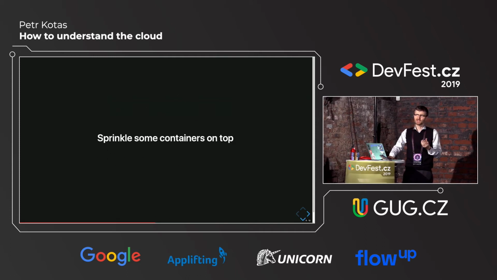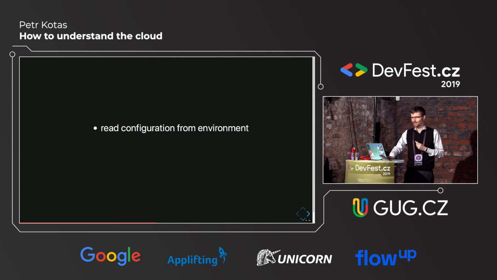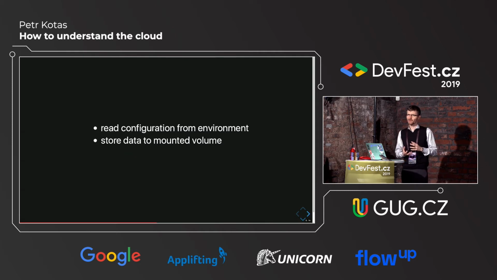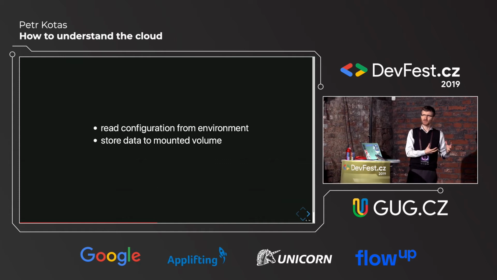So what you can do is sprinkle some containers on top of it and containerize the search tuner, the application we are running. This actually requires a few changes to the application when you're transferring it from a virtual machine, from the pure computer, to the container. Because a container is not a virtual machine. And it should be ephemeral. So how do you do it?